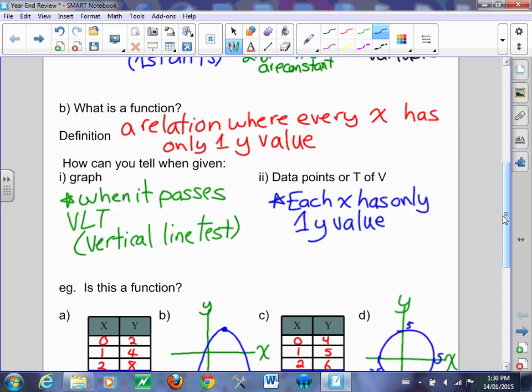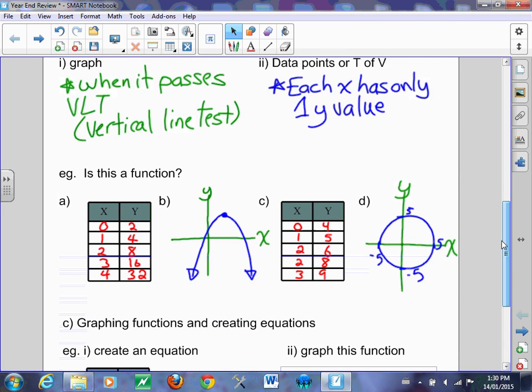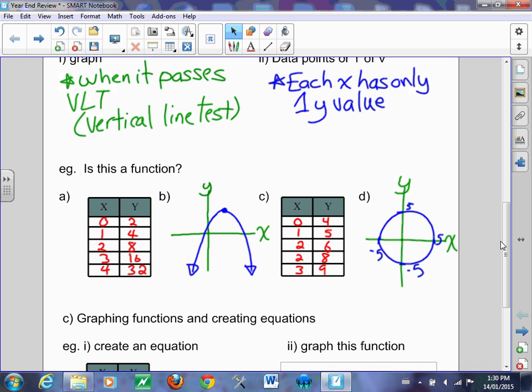Okay, so each x value has only one y value. Let's try a couple here. Is this a function? Looking at my table of values, does each x have only one y? And the answer is yes. So that makes that a function.